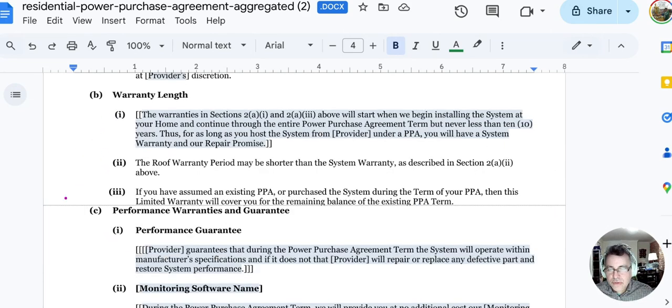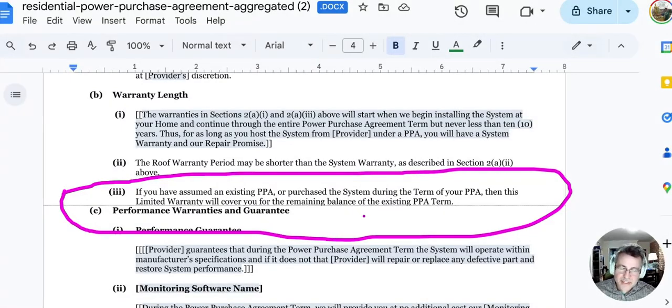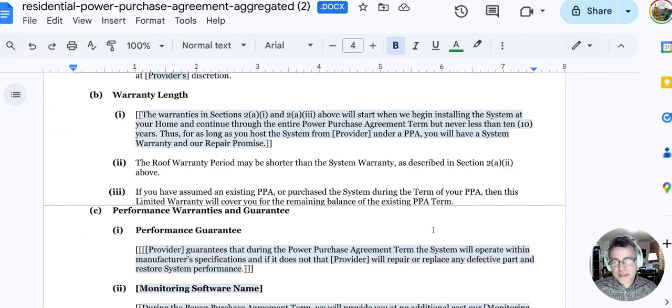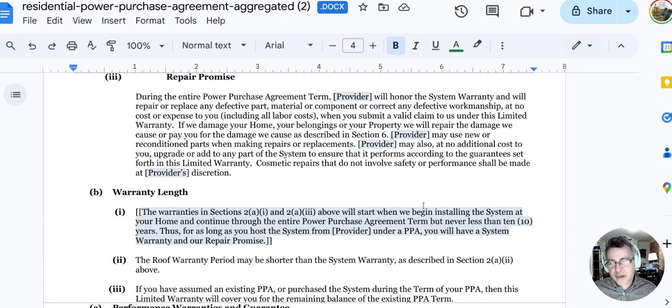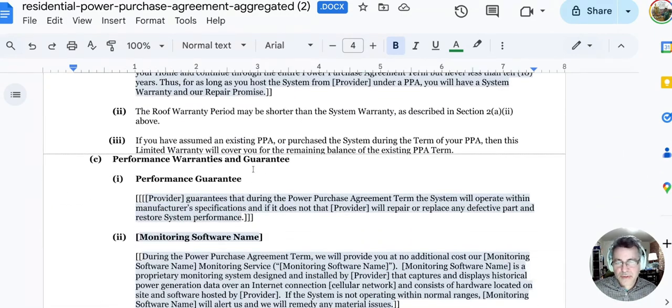And these two are pretty standard, but if you sold your house, then the person that bought the house will get the existing PPA, and they get the same protections as you do, which would be repairs that would affect the viability of the system, but not cosmetic repairs. And as I said, they can use reconditioned or used parts.